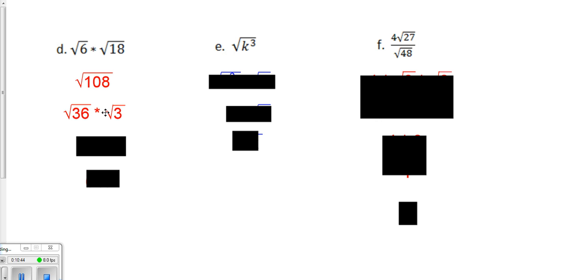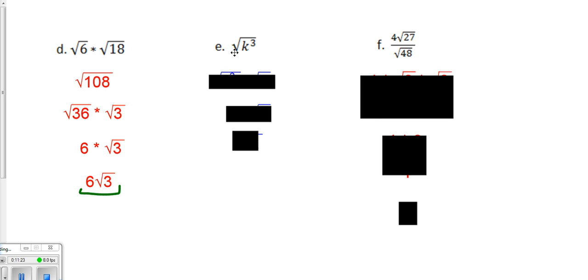So 108 breaks down into 36 times 3. Now again, why do we use 36? It's because it's the biggest square number that will go into 108. Now what I mean by square number is there is a number times itself that would equal that. What number times itself is 36? It is 6. So square root of 36 times the square root of 3 becomes 6 times the square root of 3, which means in the end it's just 6 square roots of 3. So this would be our final answer here. That is the most simplified form of square root of 6 times the square root of 18.